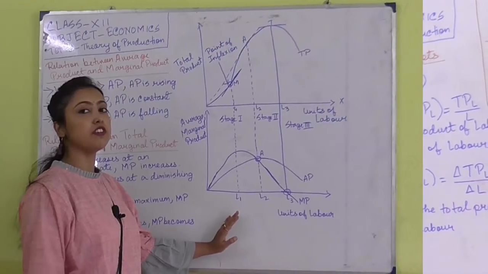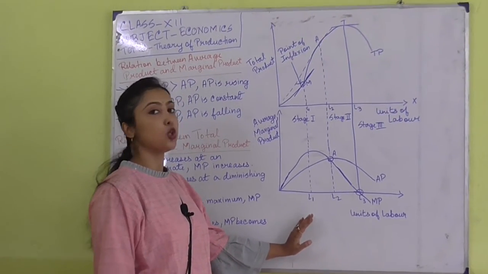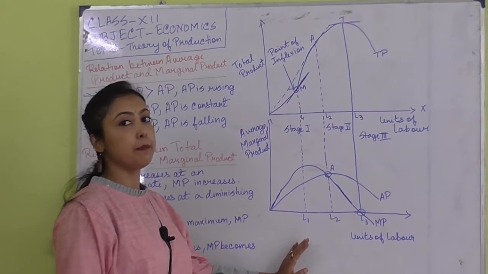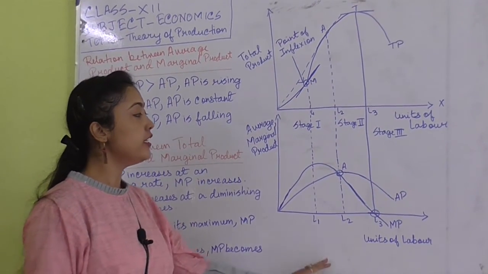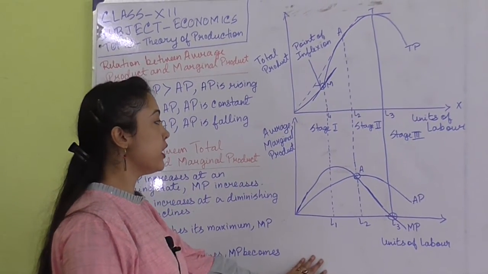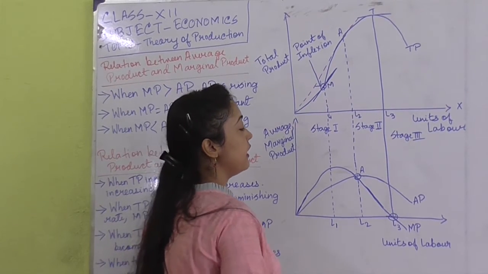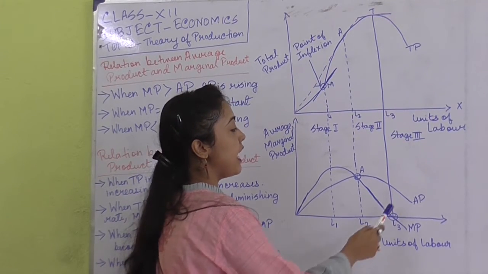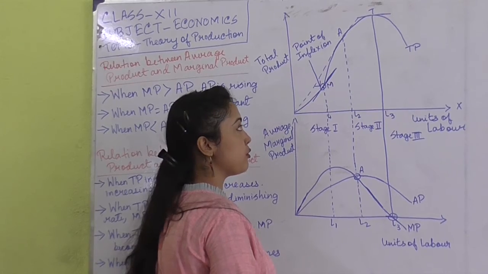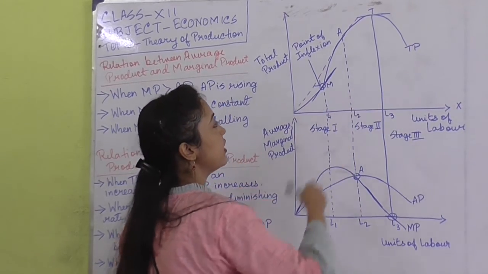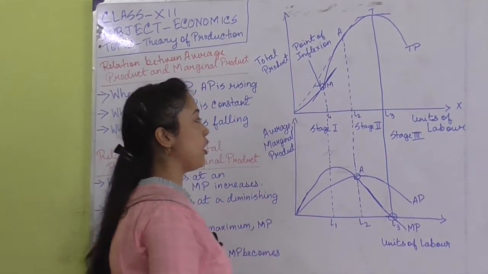Here in this diagram I will show you the relationship between total product, average product and marginal product. So here the diagrams are given. In the lower panel of the diagram, average product and marginal product have been drawn, and in the upper panel of the diagram total product has been drawn.